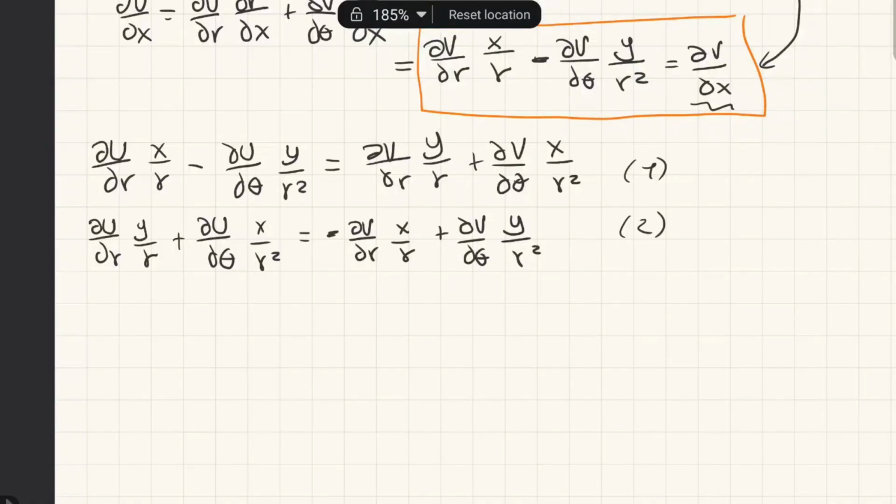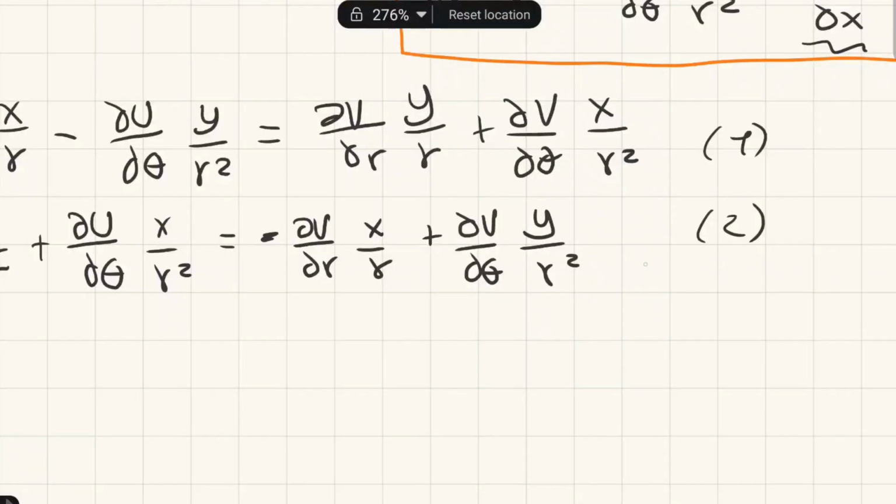So notice something here. What happens if we multiply the second equation by y, for example? We are going to get the derivative of b with respect to r, xy divided by r. And if we multiply the first equation by x, we will get the derivative of b with respect to r, yx divided by r.